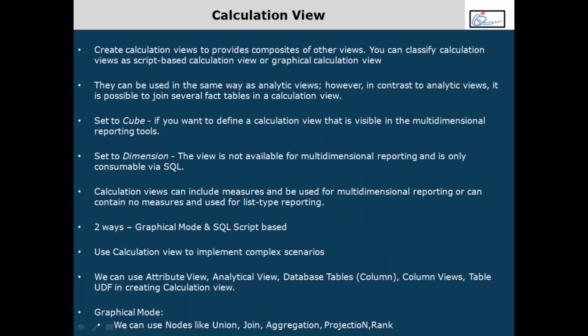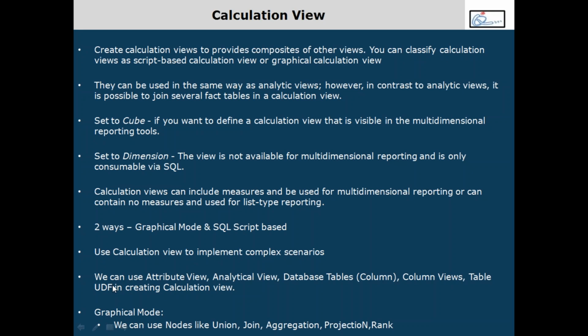Next, you know about the data category property. When you're creating a calculation view, we can have cube, dimension, blank, and star join. There are two ways of creating a calculation view: graphical mode or scripting based calculation view. We use calculation views to implement complex scenarios. Now next, this is a very, very important point.